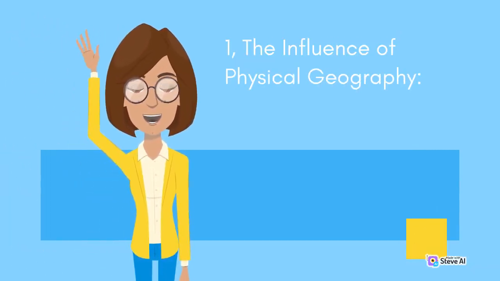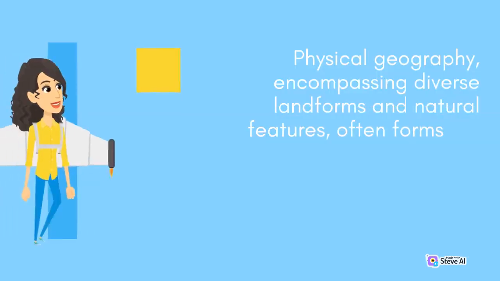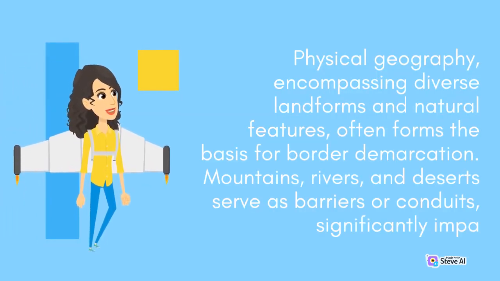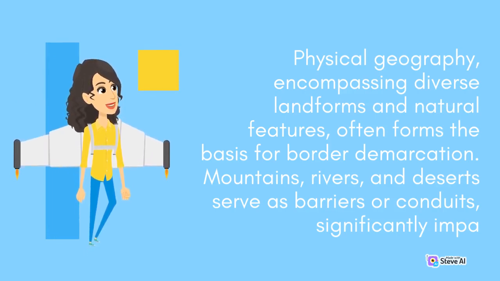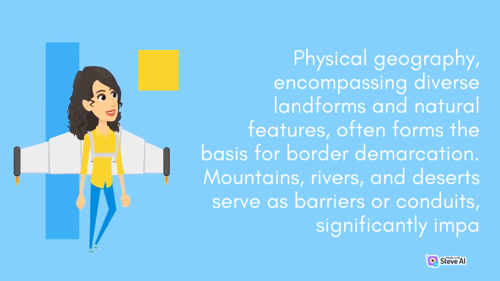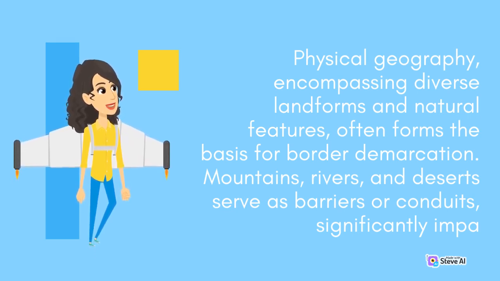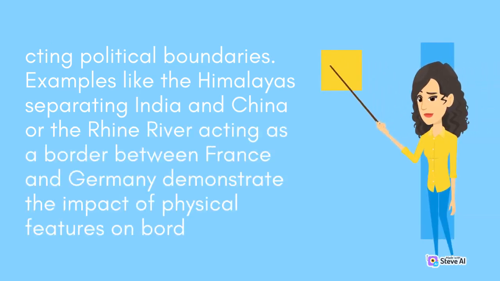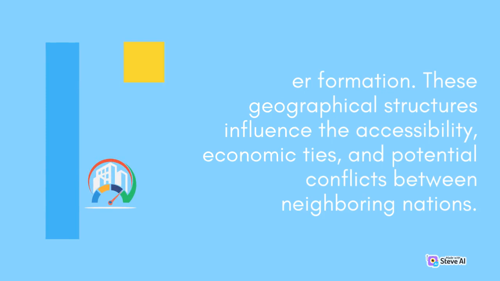1. The influence of physical geography. Physical geography, encompassing diverse landforms and natural features, often forms the basis for border demarcation. Mountains, rivers, and deserts serve as barriers or conduits, significantly impacting political boundaries. Examples like the Himalayas separating India and China or the Rhine River acting as a border between France and Germany demonstrate the impact of physical features on border formation. These geographical structures influence the accessibility, economic ties, and potential conflicts between neighboring nations.